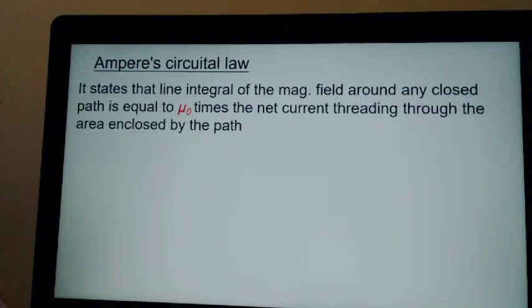It states that the line integral of the magnetic field around any closed path is equal to mu 0 times the net current threading through the area enclosed by the path. I repeat, it states that the line integral of magnetic field around any closed path is equal to mu 0 times the net current threading through the area enclosed by the path.